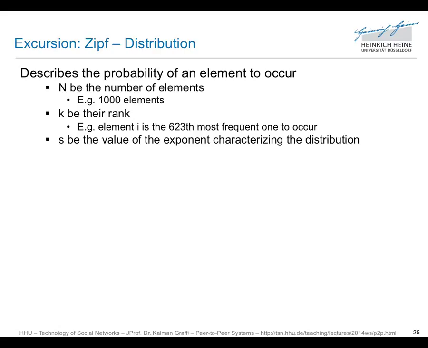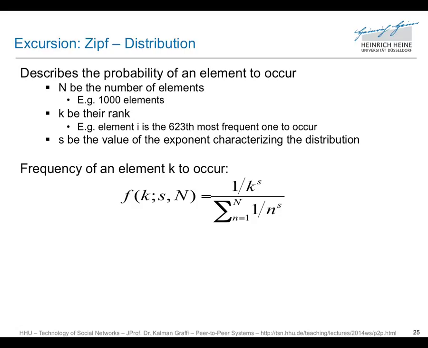It describes, in a fixed set, so let's say the set has 1000 elements, for every one of these elements the probability that it is searched. In sum, all of the probabilities are 1, of course, and for each individual element it tells you the probability that the next element which is searched is the one which is the 623rd most frequent one. And it is defined like this. It's not too complicated, I must say. You just have to understand it.